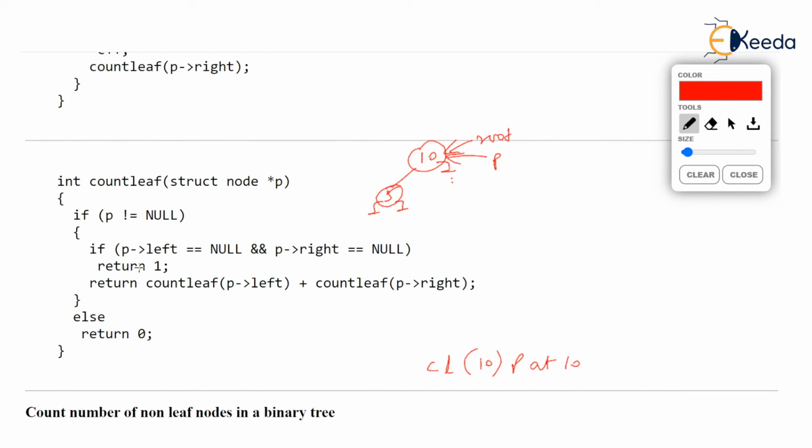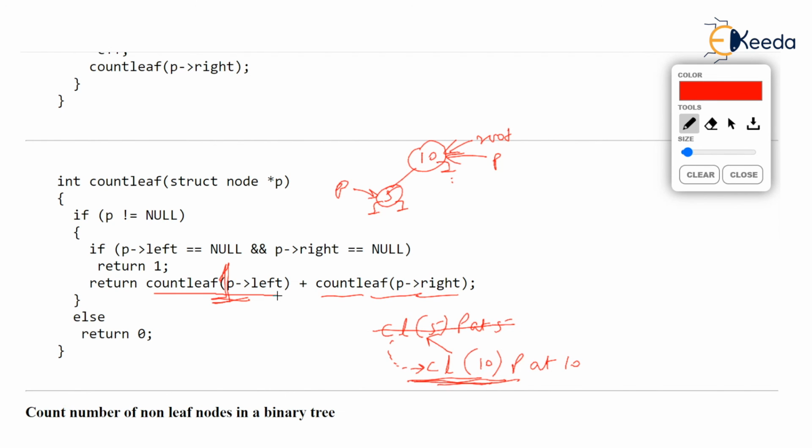So it will call return count leaf p arrow left. Now count leaf p arrow left here means count leaf 5. So p is at 5. New function starts. But when this function starts, this is leaf, isn't it? So the function is going to end returning 1. It will return 1 back to the calling function. So 1 will be returned literally at the call. And now the second call, count leaf p arrow right. Whose right are we calling? 10's right. You observe we are in the function 10. So we are calling count leaf p arrow right.